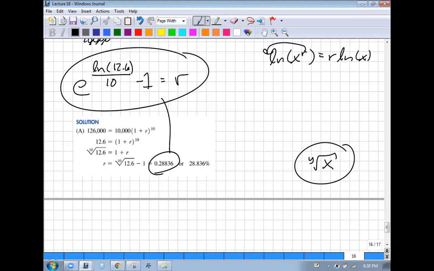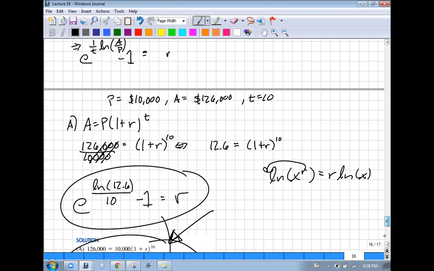Let me see if I can type it in correctly. 12.6, x root y, and then 10, then subtract 1. Yeah, that's easy. So this is doable. We could totally do that. My way works well too, but with this you have a button and you can just do that in one step. So that's cool. All right, I learned something new today.